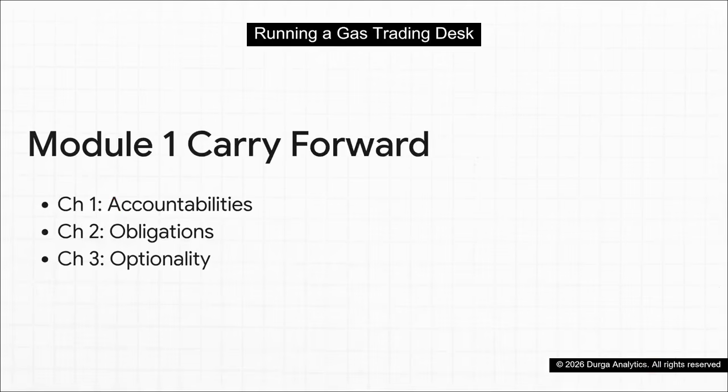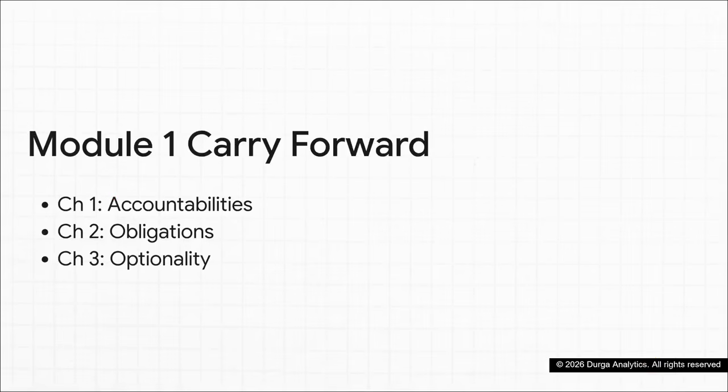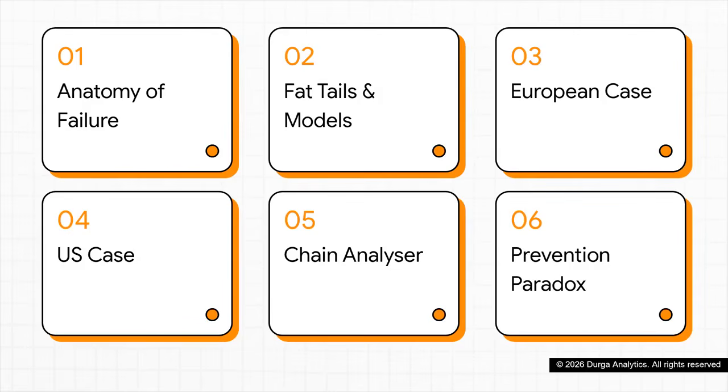As a quick reminder of where we are in this journey, our 120-chapter master program is broken down into 9 modules. Today, we are officially wrapping up Module 1, Running a Gas Trading Desk. You really have to know what a desk is accountable for before you can effectively trade, schedule, or build ETRM systems for it. From here, we'll be moving into market structure, playbooks, valuation, risk, execution, ETRM, regulation, and finally, desk leadership. So we have a really packed agenda today covering 6 key areas.